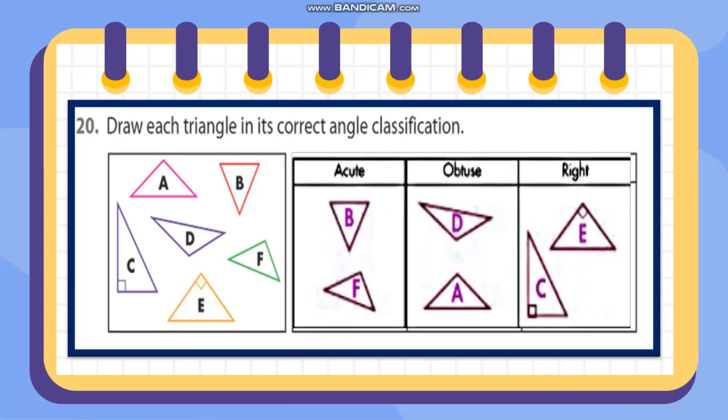So the answers are acute triangle are B and F because all angles are acute. Obtuse triangle D and A because there is one obtuse angle. Right triangle is letters C and E because there is one right angle.